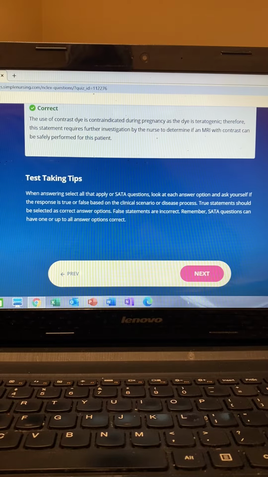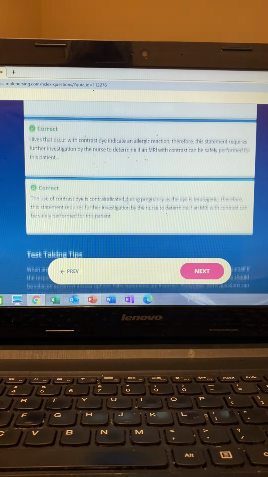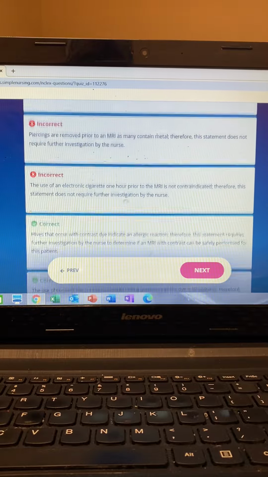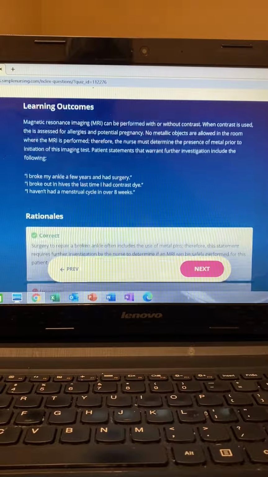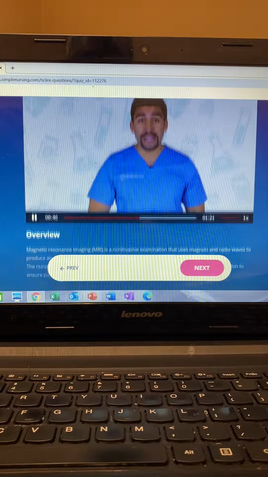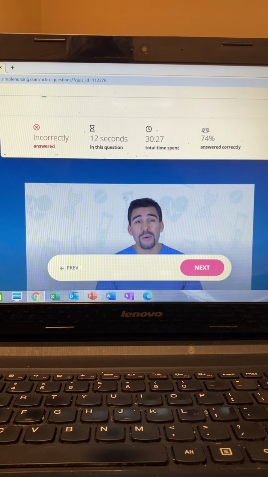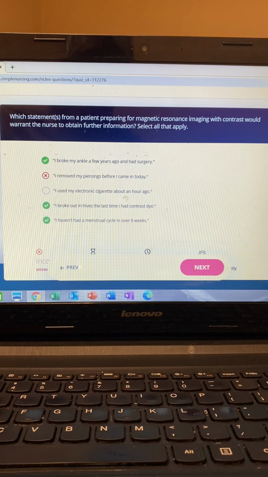So option number 1 is correct. Guys, we need way more info if the patient has pins or metal inside their ankle. This would be contraindicated for that MRI, that magnet there. And options 2 and 3 are okay. Piercings should be taken out. And option 3, smoking an hour ago is not contraindicated for an MRI.